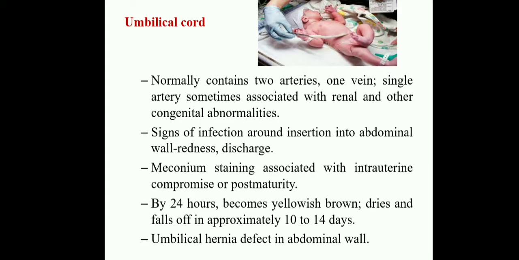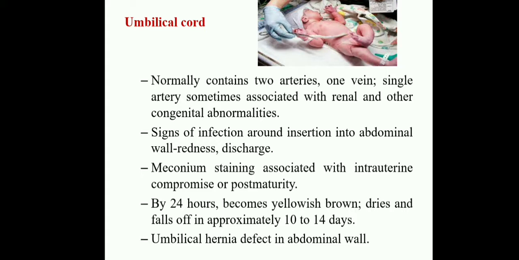Here we will discuss the umbilical cord, what it normally contains: two arteries and one vein. Here the umbilical cord has two arteries and one vein. This is a viva question. If a single artery is there, sometimes it is associated with renal and other congenital anomalies.